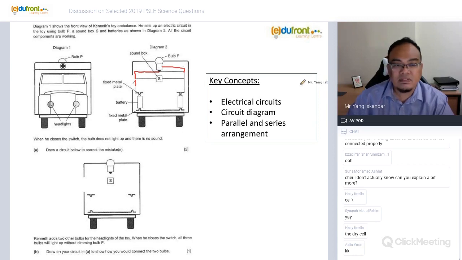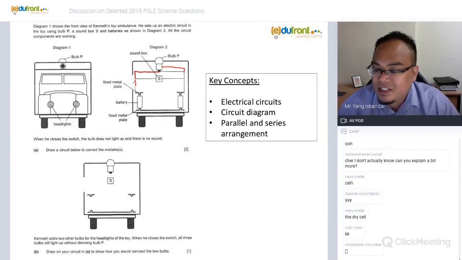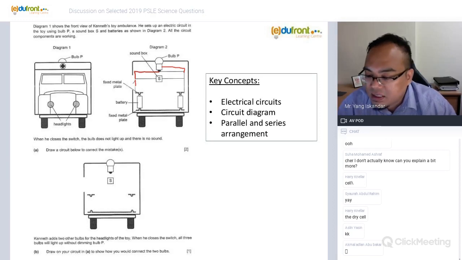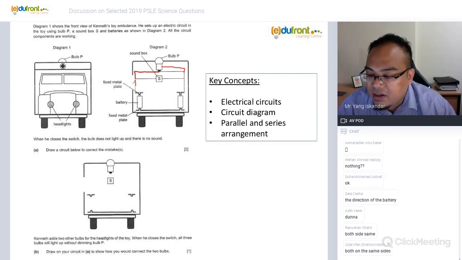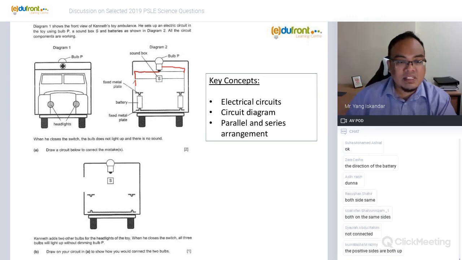Second mistake, some of you spotted the battery. What's wrong with the battery? Can you share with us what's wrong with the battery? Correct, there's a problem with the battery. Direction of the battery, both on the same side, correct.